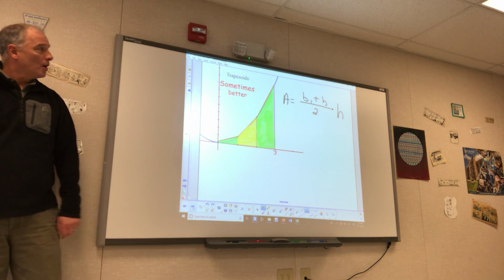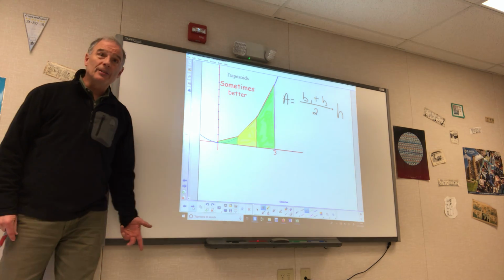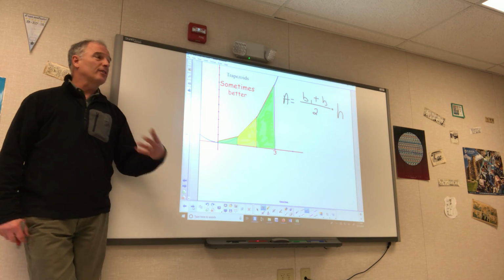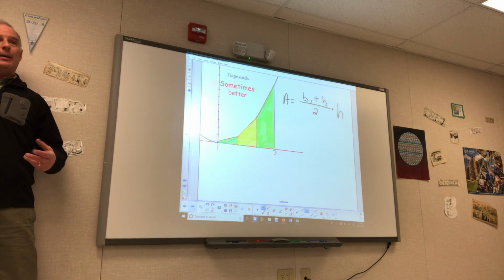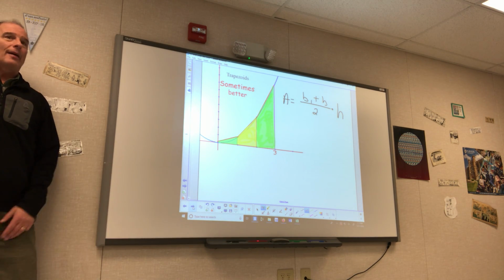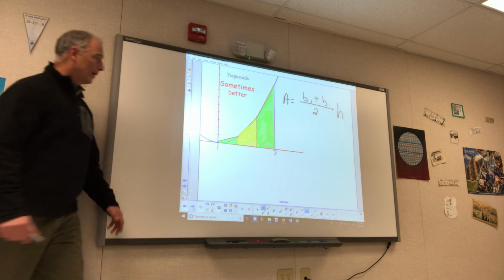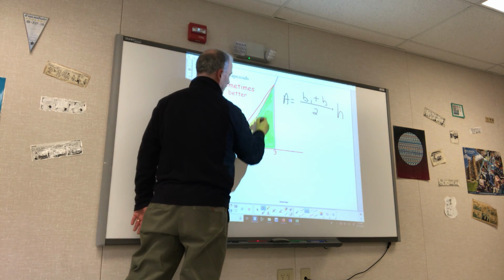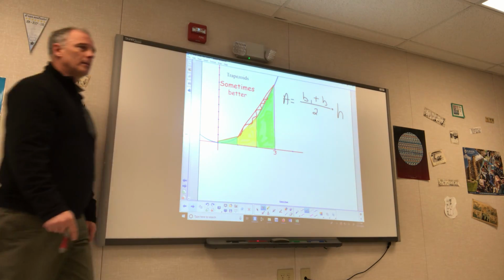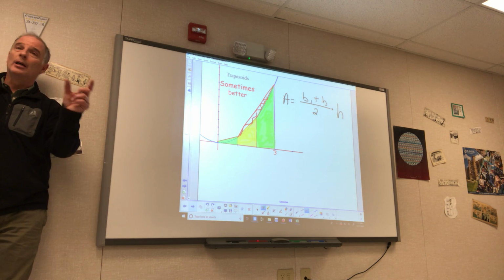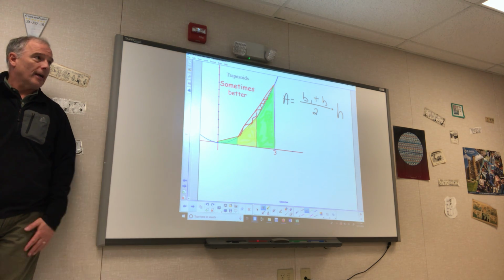Okay, so sometimes it's a better approximation because you don't have as much wasted area. Depends on how steep the concavity is or how wide you're doing. I mean, if I extended this out a lot, now you've got a lot of space in here. So, as is true with the rectangles, the smaller the intervals, the better your answer.